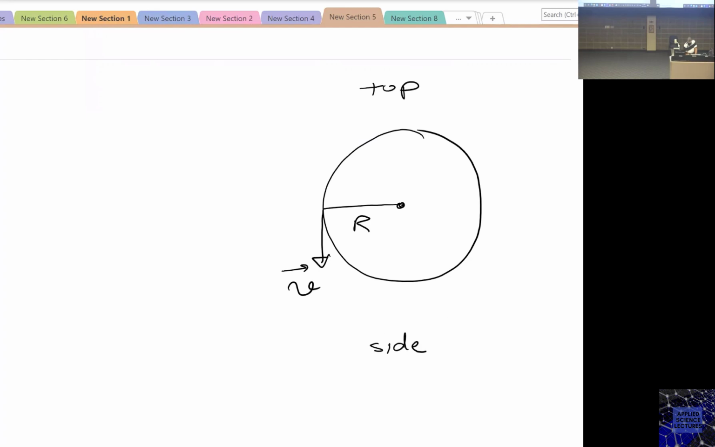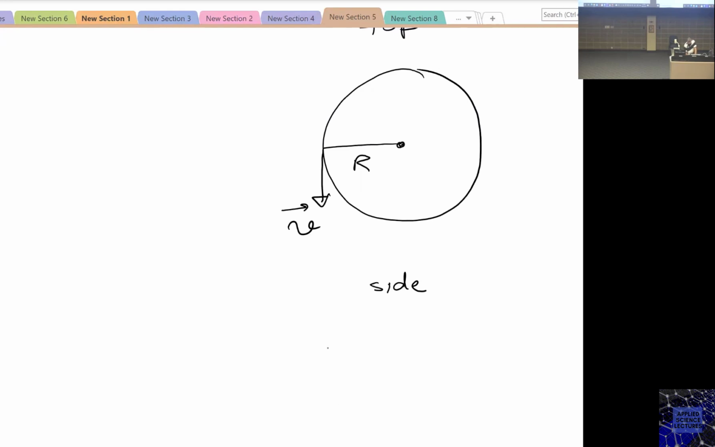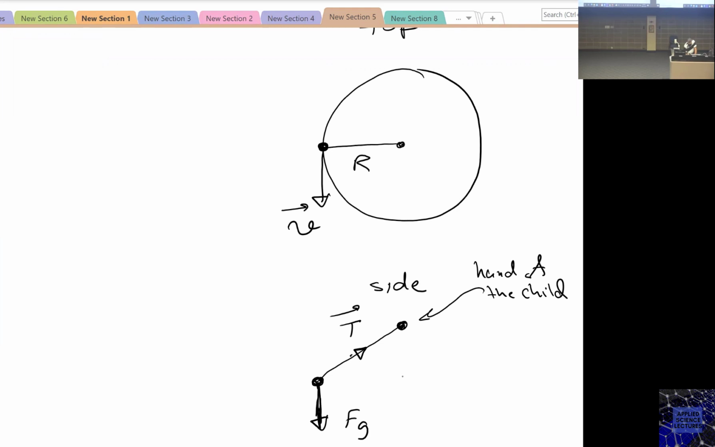From the side, this is the piece of wood. I can see the hand of the child. So this is the hand, the child. This is the string. And this is the tension force. And this is the gravitational force. And I will put my coordinates right here on the object.